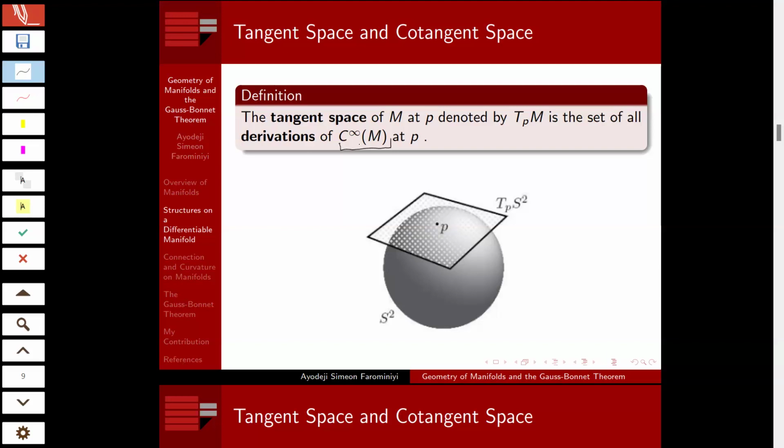So if we gather together all such derivations of smooth functions at a point P, we get the tangent space at that point. There are different ways to define the tangent space, but for the purpose of our discussion, this is the best way of defining it. So for each point, there is a tangent space. And as an example, since the main object that we'll be looking at as a differentiable manifold in this presentation is the sphere, we can see that at every point there is a tangent space which is just a plane on the sphere.